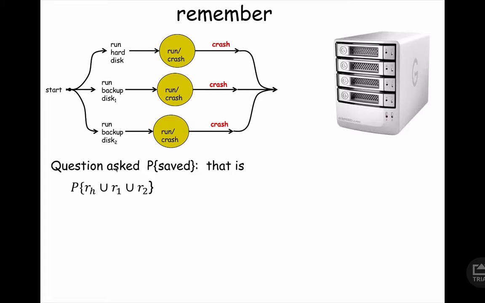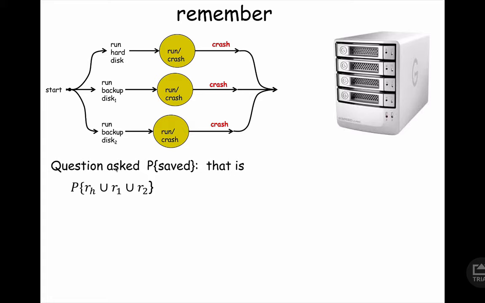You might call it the straightforward way because intuitively, using positive logic, you think, okay, probability of saved. It means that at least one of these runs. So nomenclature-wise, we'd have the union of all of these run events occurring, right? So we have this parallel relationship in our probabilistic stock flow diagram. And the event we're interested in is the probability of the hard drive running or backup one running or backup two running. Now, at least one of them has to run for information to be saved.